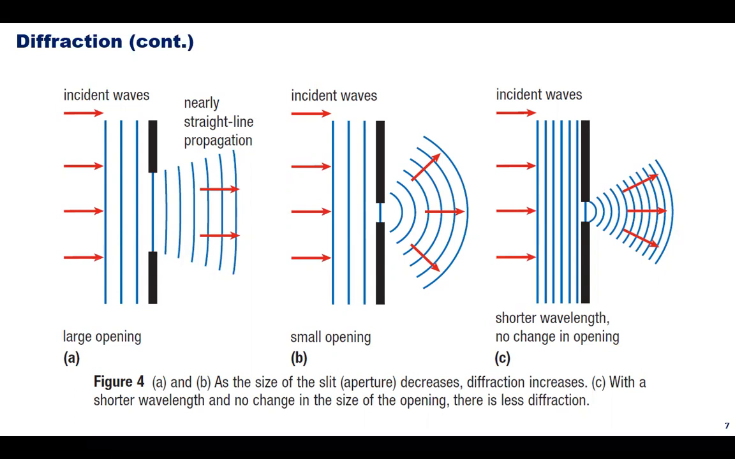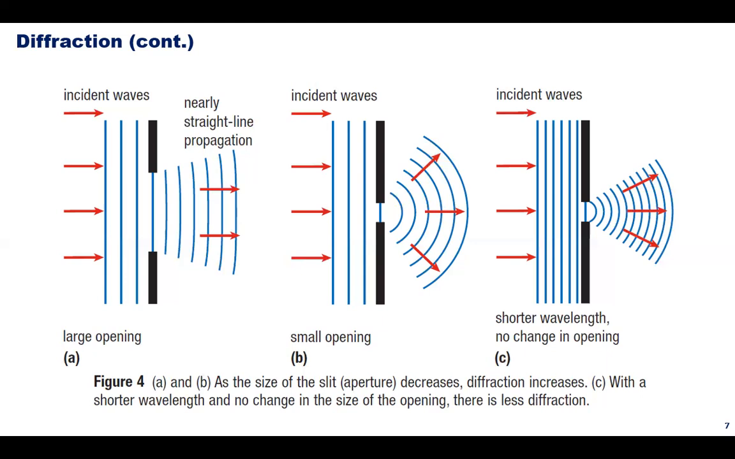or lambda is greater than or equal to W. So here lambda stands for the wavelength, and W stands for the width of the slit. For small wavelengths, such as those of visible light, you need to have narrow slits to observe diffraction. Figure 4c here shows what happens to the diffraction pattern when the wavelength decreases, but the size of the slit does not change.